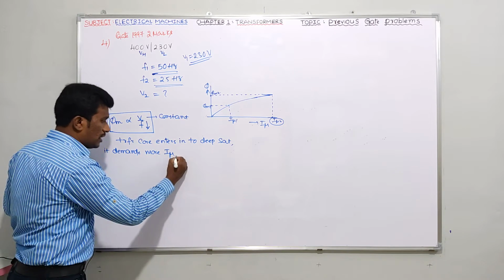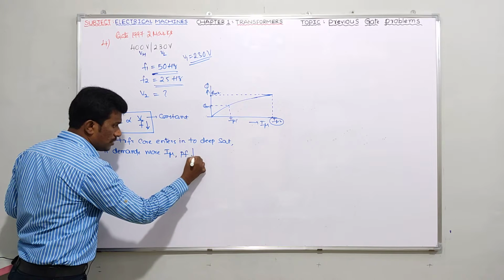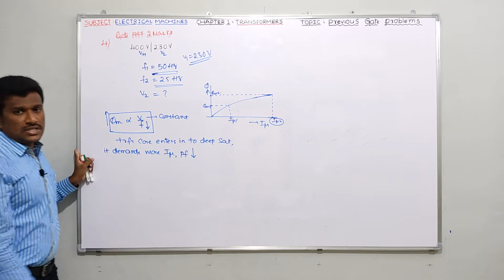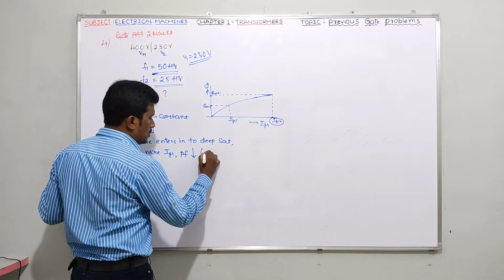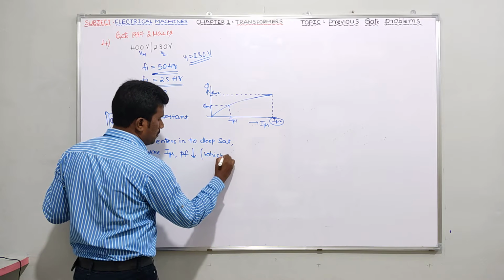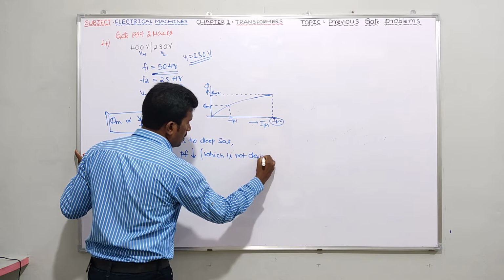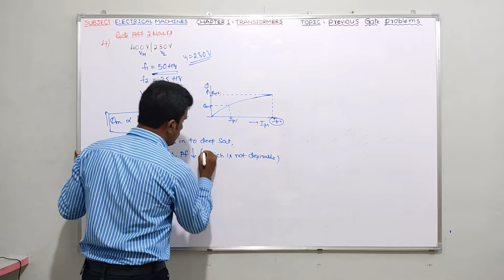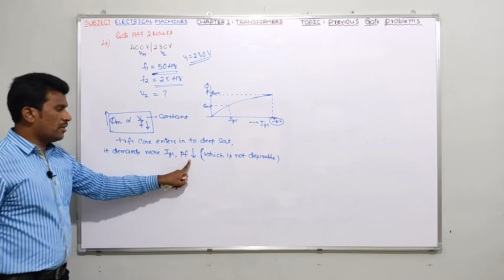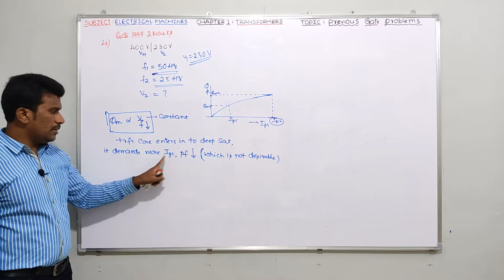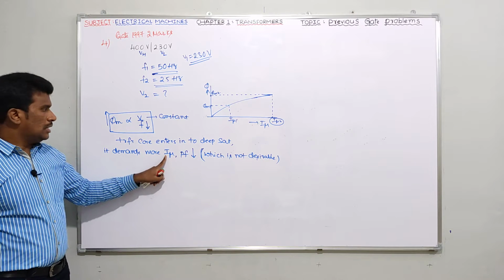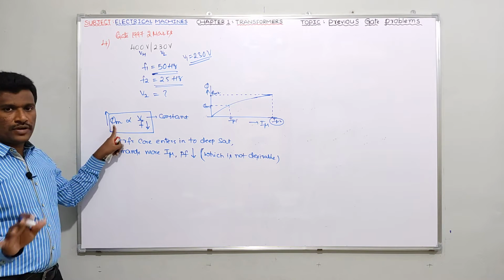So what will happen to power factor? It reduces, which is not desirable. So now tell me, to overcome that, what do I have to do? Suppose the reduction of power factor should not happen, the increasing of Im should not happen. That means the increasing of flux should not happen.